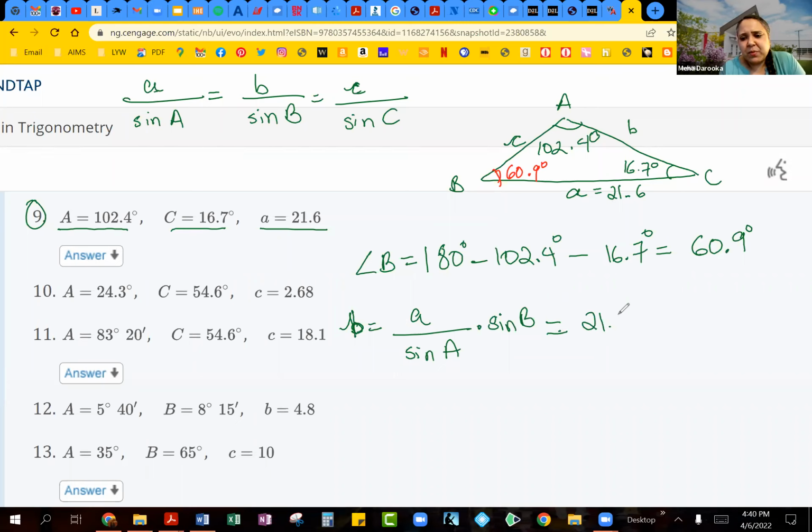So let's see, side A is 21.6, and angle A is 102.4. And then angle B, we just calculated, was 60.9. So what do you think our side B comes out to be in this case? Let me see your answers. Again, I'd like you to share your answers with me in chat. And remember, they asked us to round this to 2 decimal places.